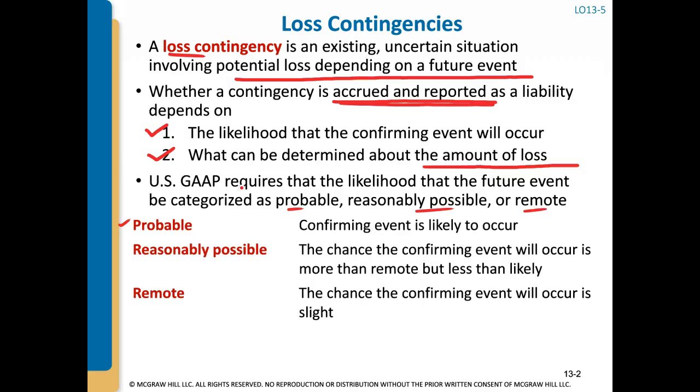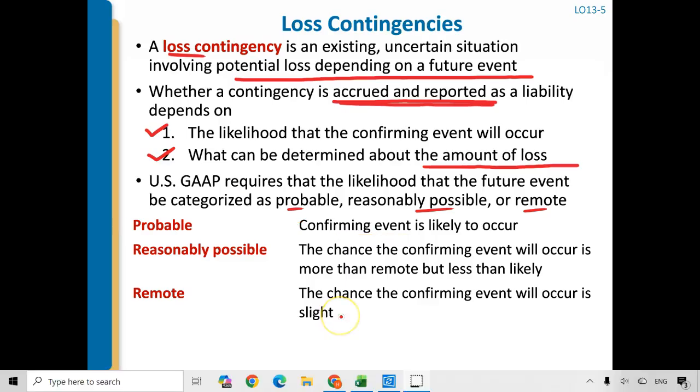If it's probable, you think the confirming event is likely to occur. So if it's a lawsuit, or let's just say a company is under audit with the IRS, and the IRS is potentially going to file a claim that the company owes $500 million in additional taxes. If it's probable that the company will have to pay those taxes or will lose a lawsuit, then the confirming event is likely to occur, okay?